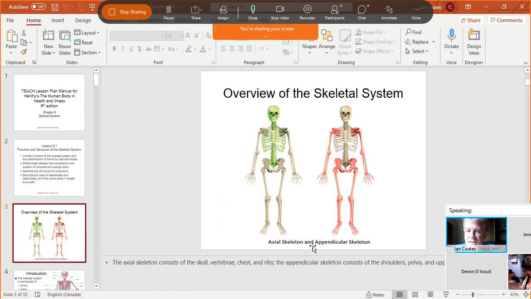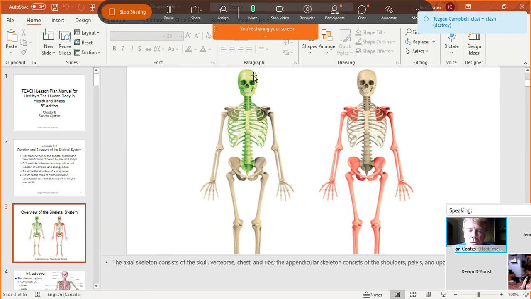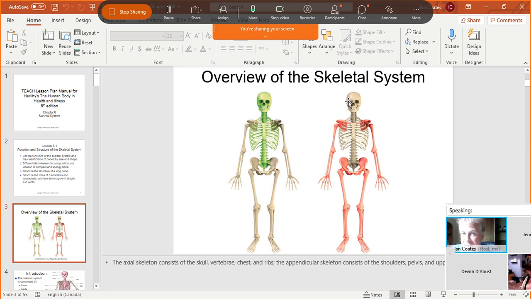First things first. Axial skeleton, appendicular skeleton. Here is your axial skeleton. We've got the skull, spinal cord, the rib cage, all the way down into the coccyx. Okay, down here. It does not include the hip. The appendicular skeleton is everything else but the axis core here.